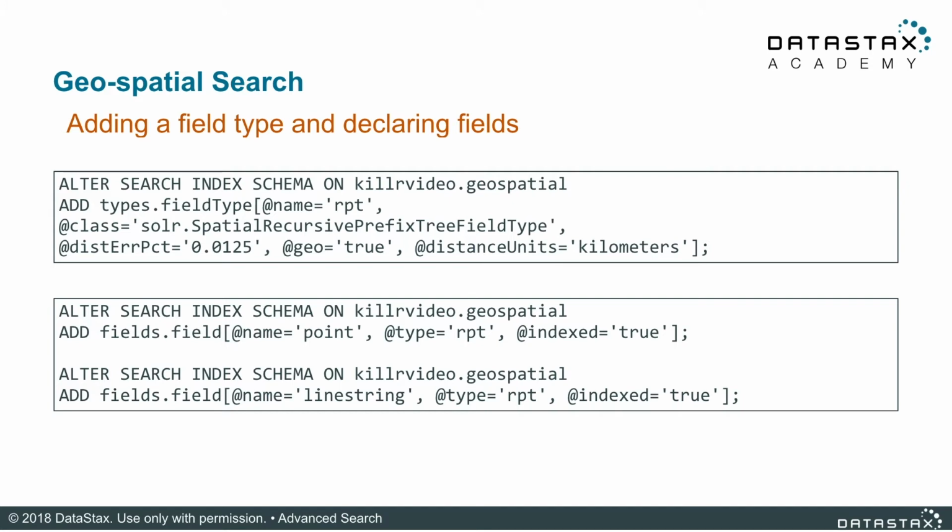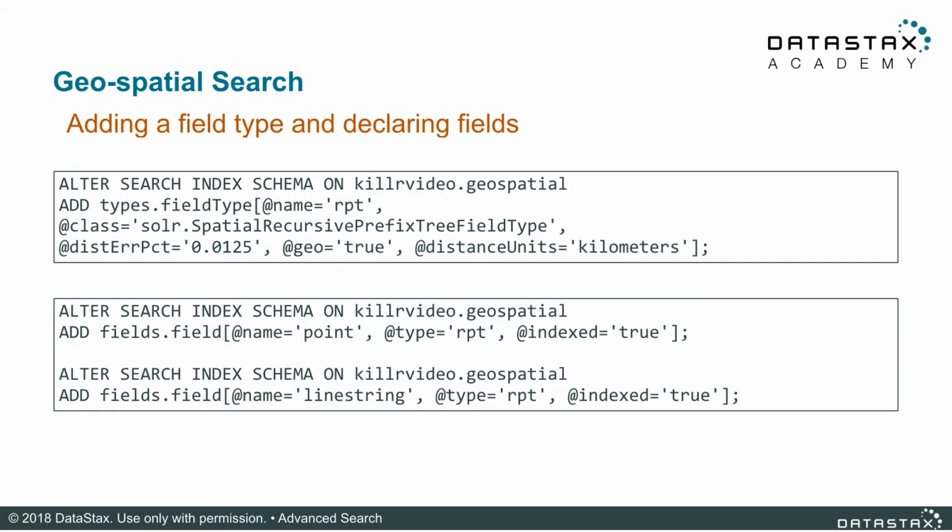in the example on the top. Note the class is Spatial Recursive Prefix Tree field type, and the field type will also need several other unique attributes defined: dist error %, geo, and distance units. This error % defines the precision of shapes other than points and determines how much disk space that shape uses and how long it takes to index.